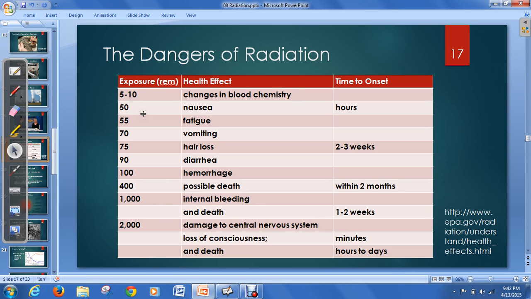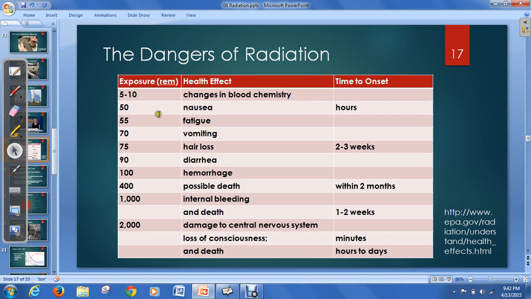So low exposures of about 5 to 10 REMS for a very long time can cause changes in your blood chemistry, which isn't usually a big deal, but maybe over a very long time can lead to other problems such as leukemia and other cancers of the blood and things like that. If it's only for a short time, though, probably not going to see any harm from that.